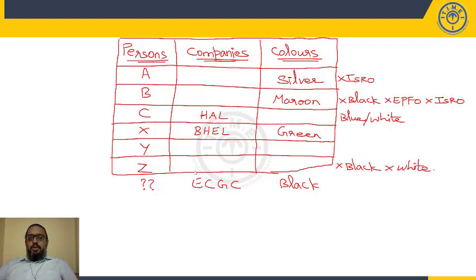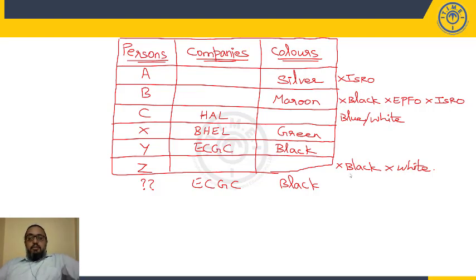Now, where should I give ECGC and black? HAL is already given to C, so ECGC cannot be given there, and Z does not like black. So the only other black that I can give is for Y. That means ECGC can be given for Y. That condition is fixed.